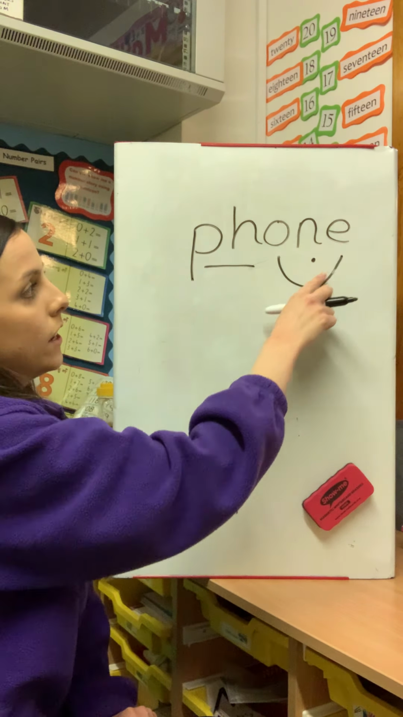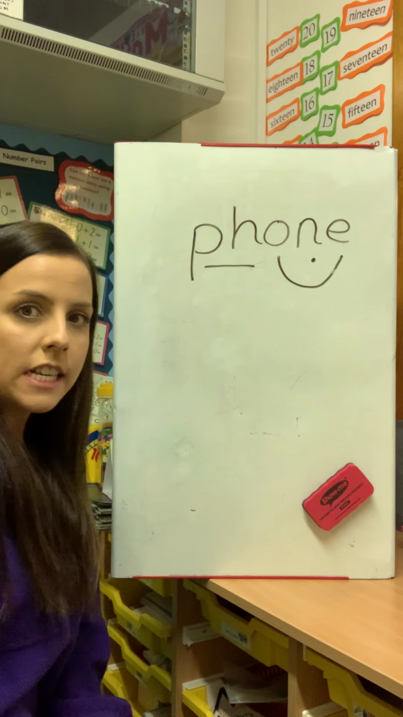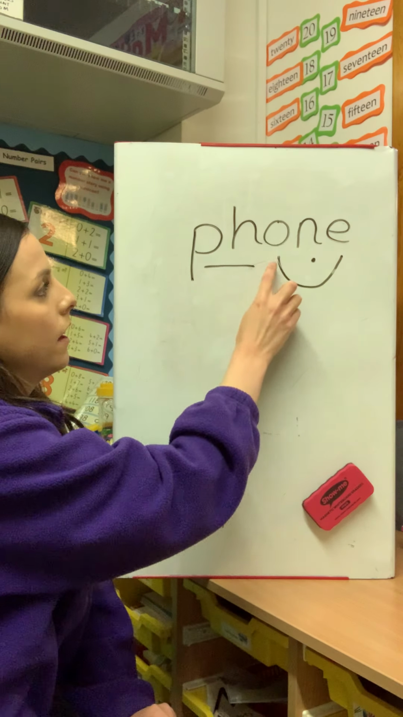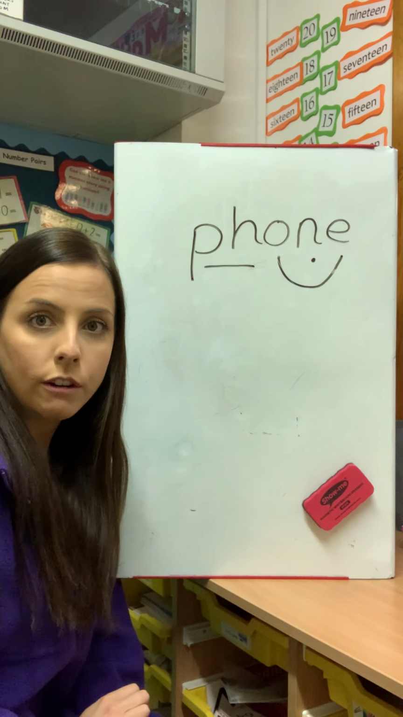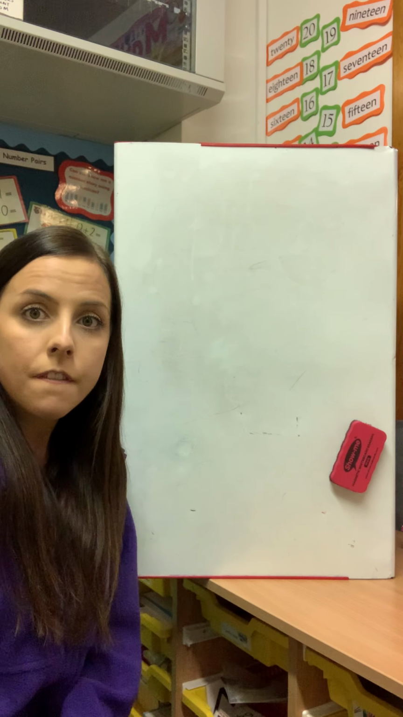O, mm, phone. Okay, the word is phone, like a telephone. And there are three sound buttons in phone. One, two, three. Even though this is split up, these two, it is still one sound. It's a split digraph. We will be learning more about split digraphs soon. So phone is one word that has the PH digraph in it, which is a sound.